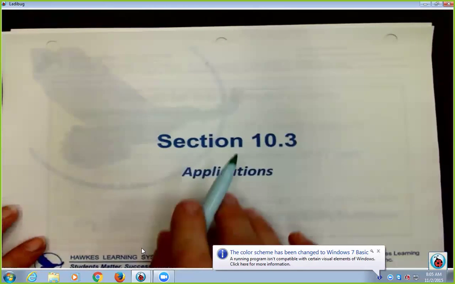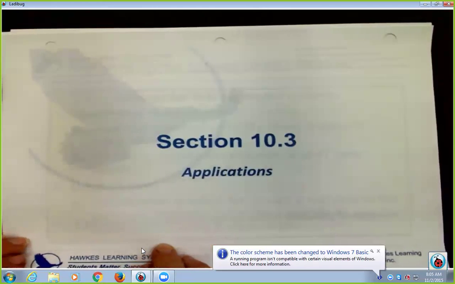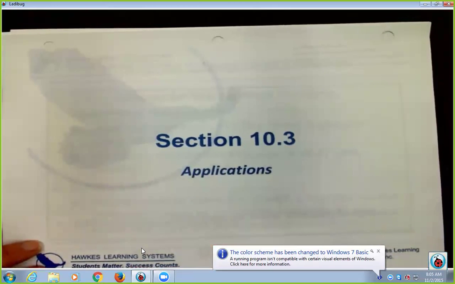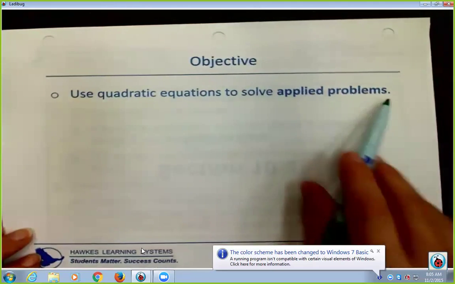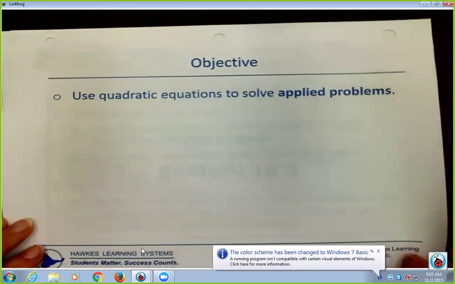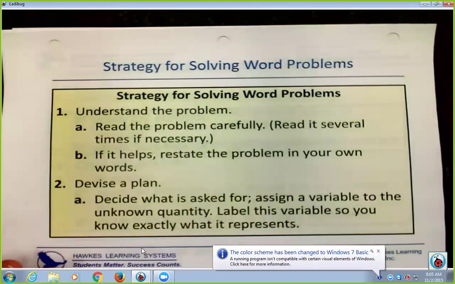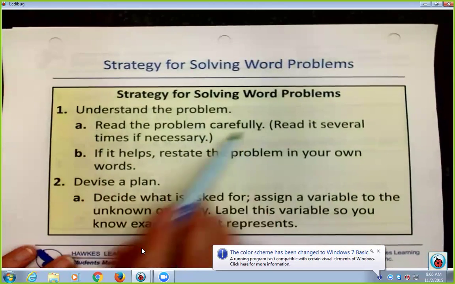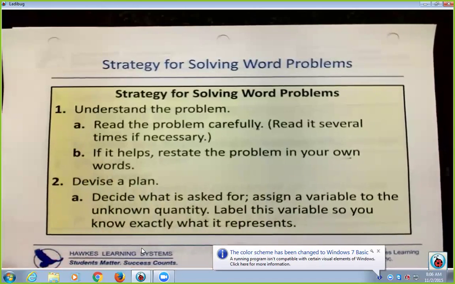So it's applications in 10.3. And again, the applications are, of course, our story problems. We've dealt with some of these before in other places, but we haven't really used quadratics to solve them. So first off, again, solving applied problems. And then the strategies: understand the problem. That's always the best plan here. And then we're going to read the problem carefully, and it helps to restate the problem in your own words sometimes.